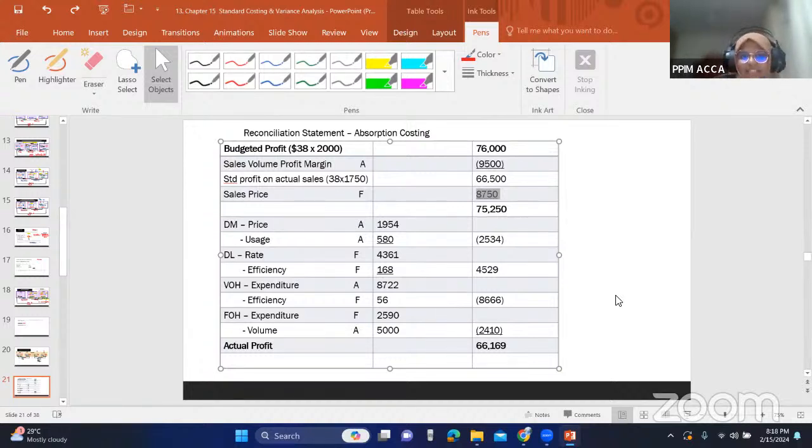This is the reconciliation statement for absorption costing. Okay, so you can take this down, make it a point and take it down right now, because if not, you won't understand what's happening. When you write this only, you will understand what has happened. Okay.